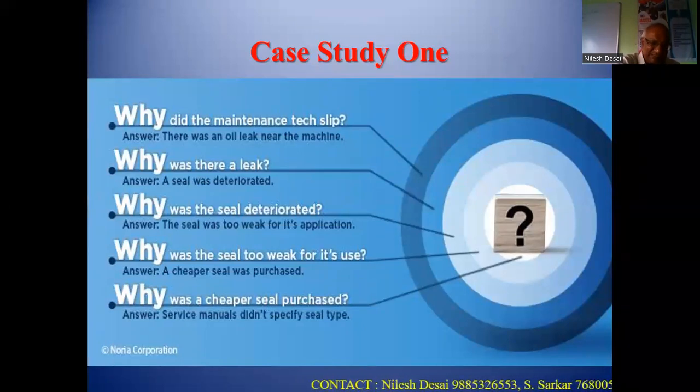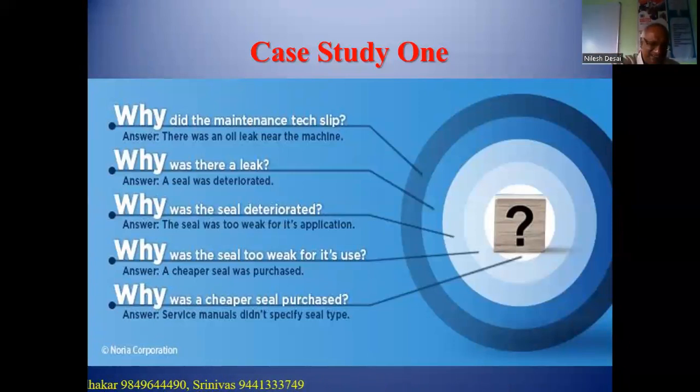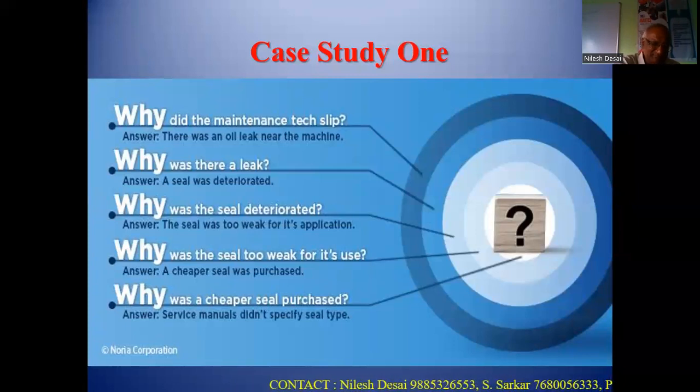Why was there a leak? The second question, answer, a seal was deteriorated. The seal in the machine was deteriorated. Why was the seal deteriorated? Answer, the seal was too weak for its application. Why was the seal too weak for its use? A cheaper seal was purchased. So here the purchase people have compromised on the quality.